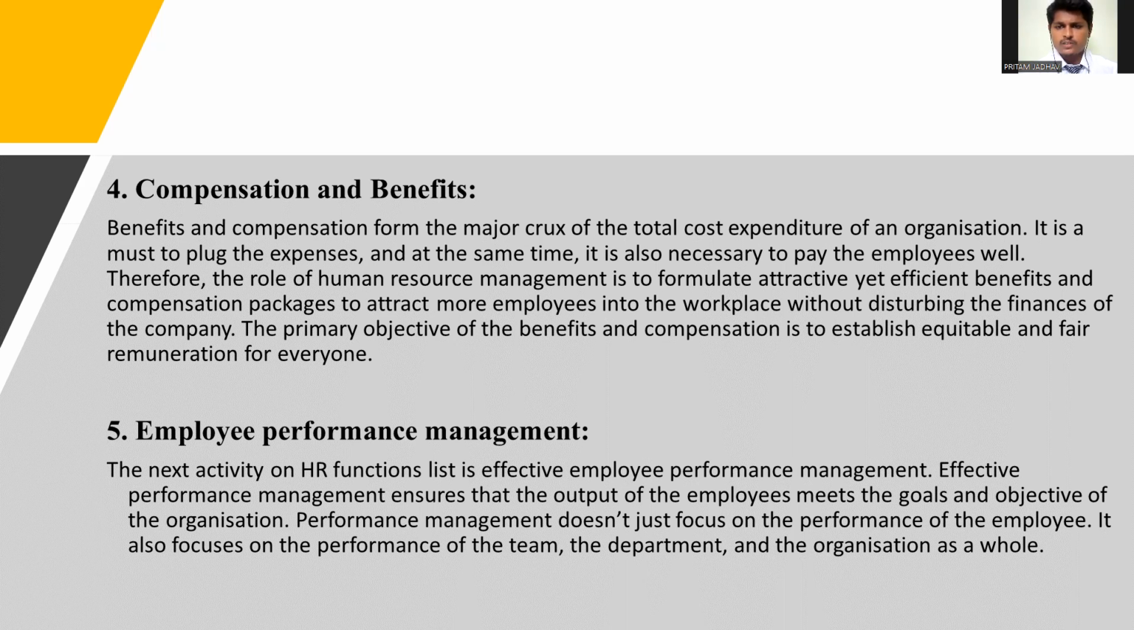The primary objective of the benefits and compensation is to establish equitable and fair remuneration for everyone. Fifth, employee performance management. The next activity of the HR function list is effective employee performance management. Effective performance management ensures that the output of the employees meets the goals and objectives of the organization.